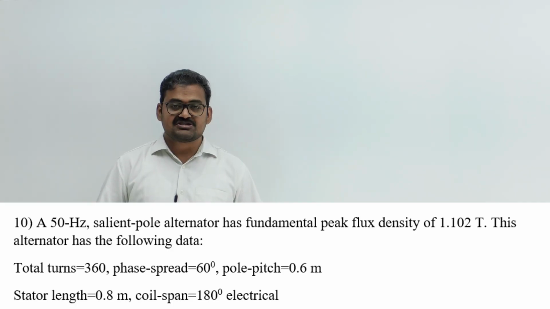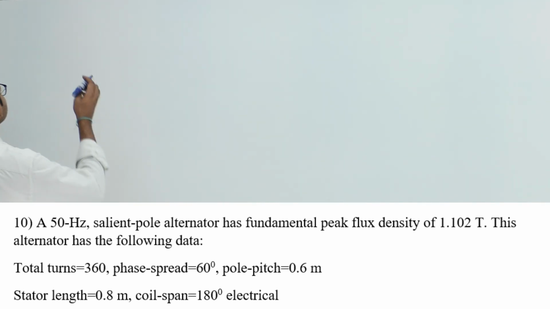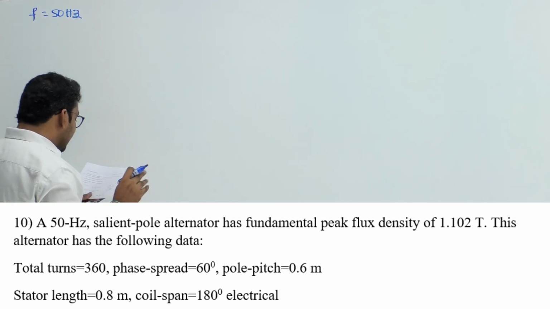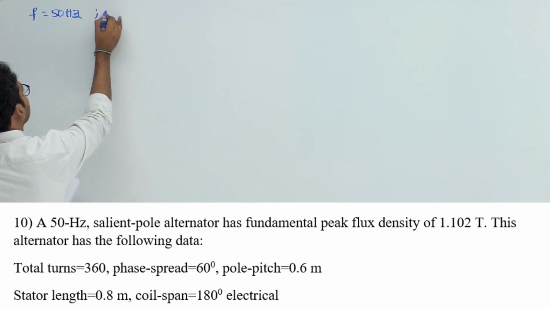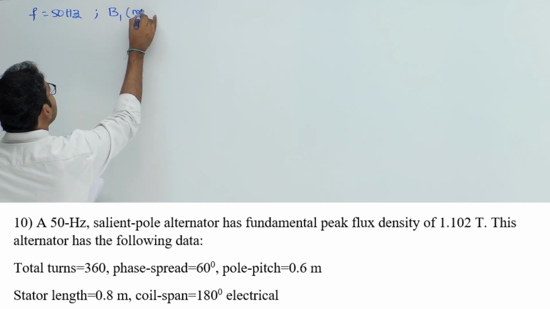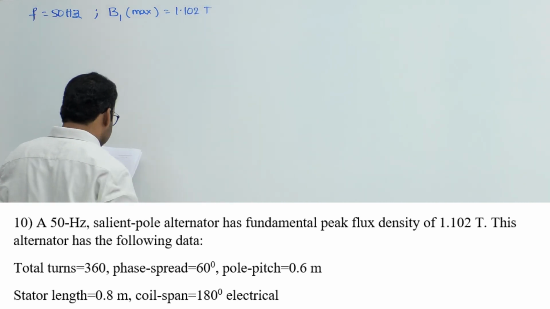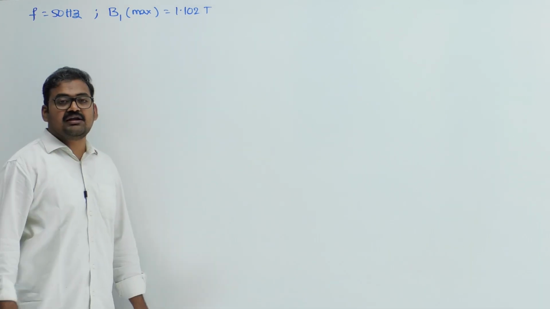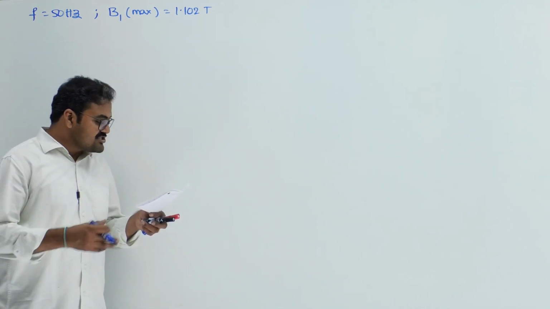So first let me note down the data given here. First it is mentioned 50 Hz frequency. Next, salient pole alternator. Fundamental peak flux density is equal to 1.102 Tesla. This time flux per pole is not given directly, but flux density is given. From the density you have to calculate the flux per pole and then find out the EMF. But for that, what are the additional data given?